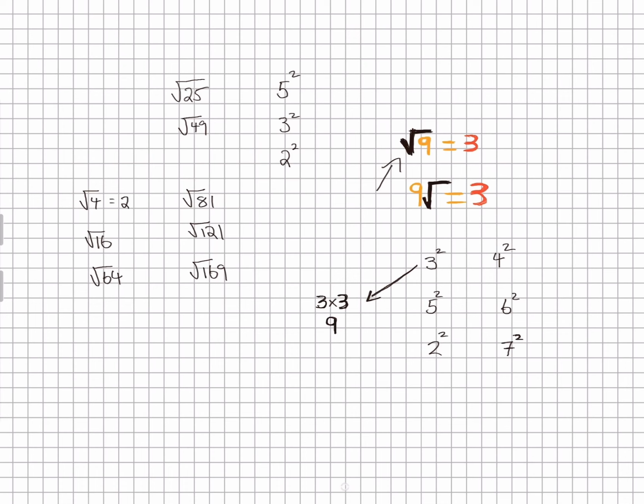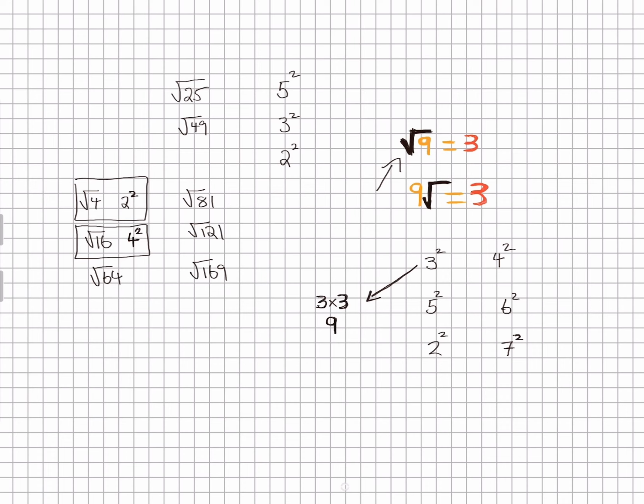So 2 squared is the opposite of the square root of 4. Sorry, the square root of 4 is the opposite of 2 squared. Apologies. The square root of 4 is the opposite of 2 squared. Okay? And the opposite of the square root of 16 is 4 squared. So they are opposites, okay? So these are opposites, not answers, but opposites.